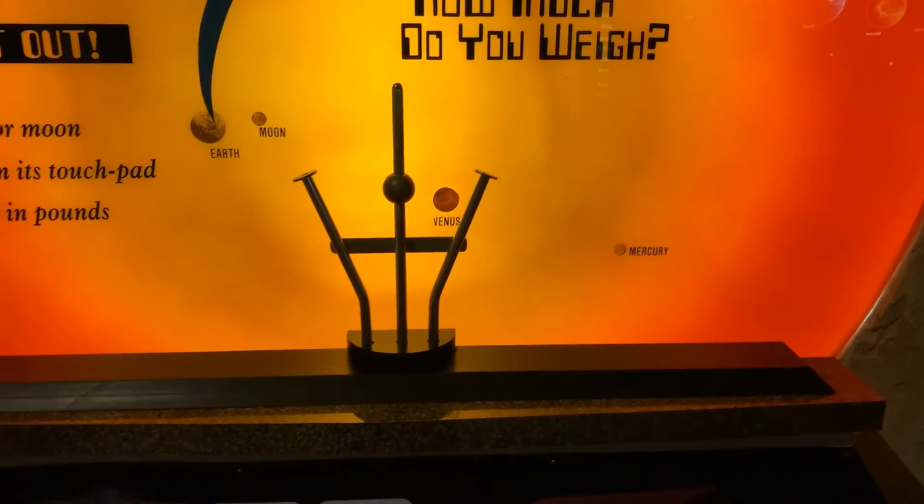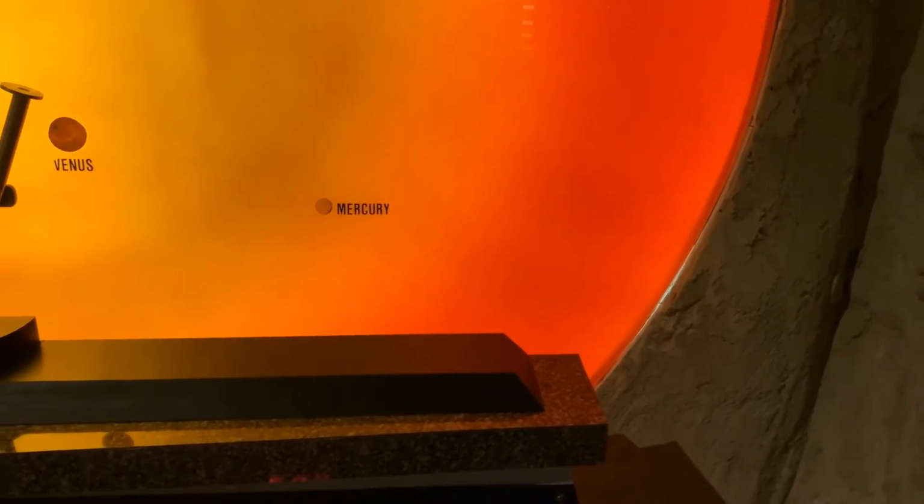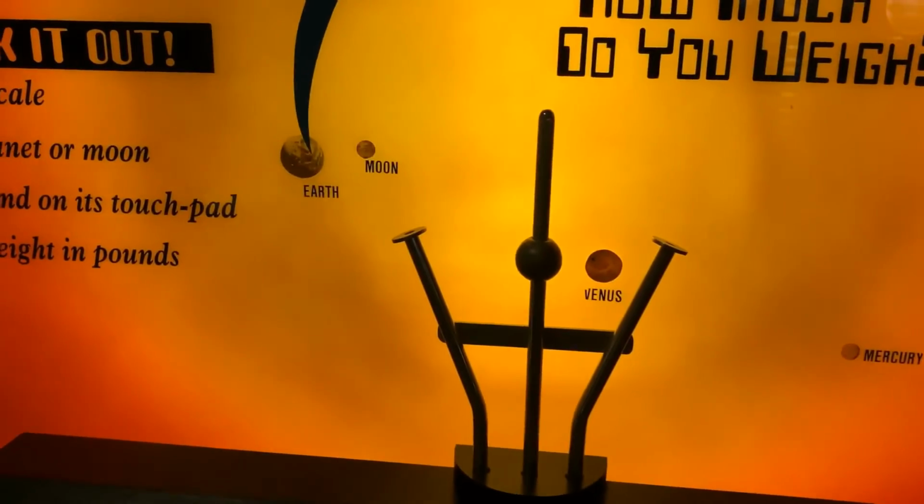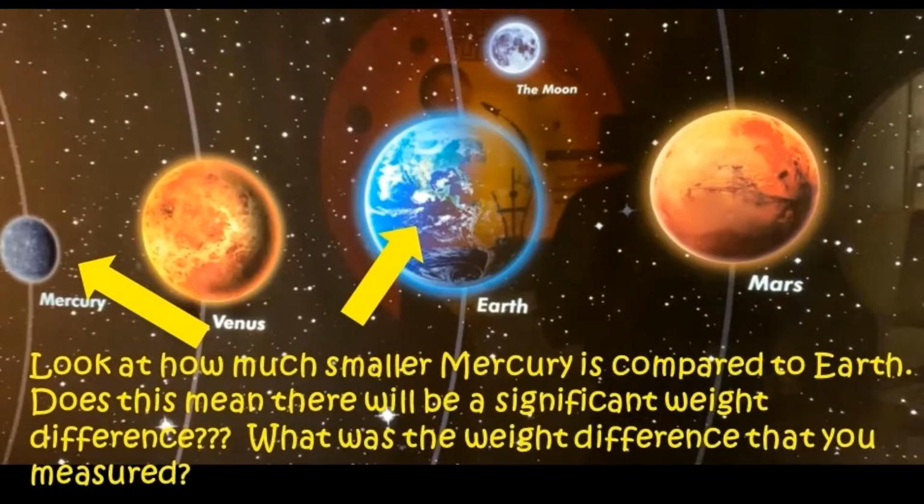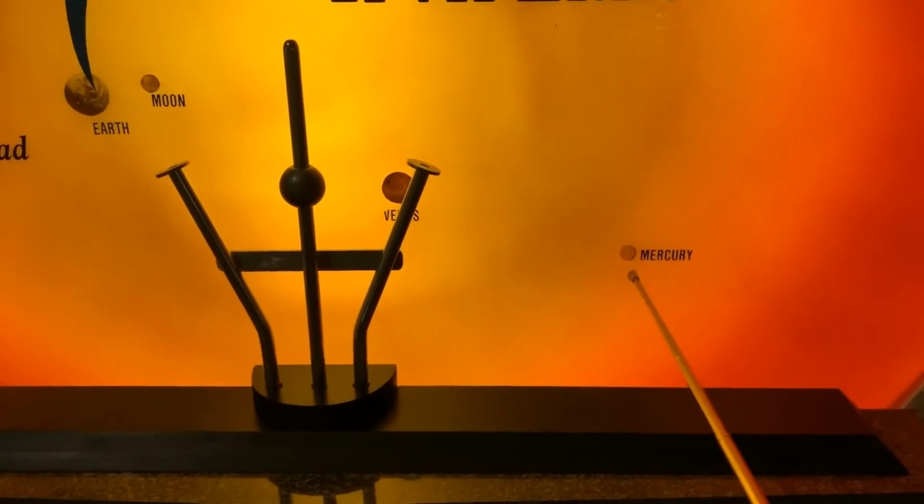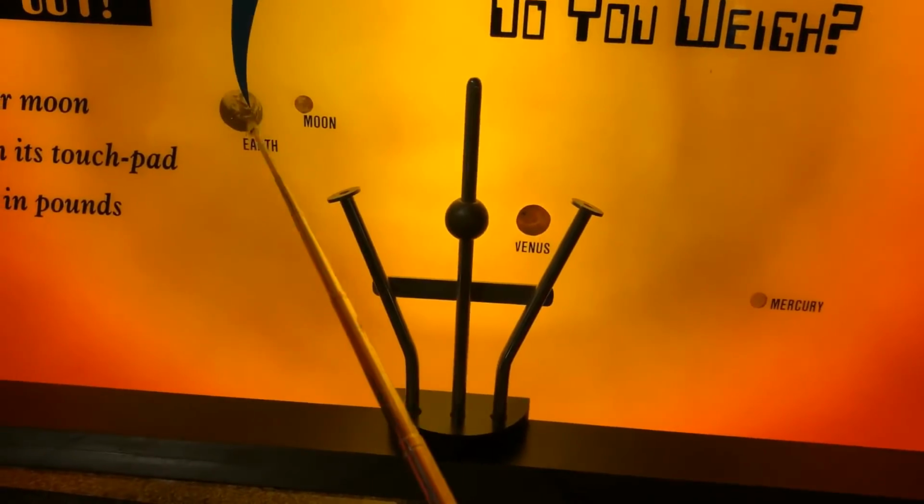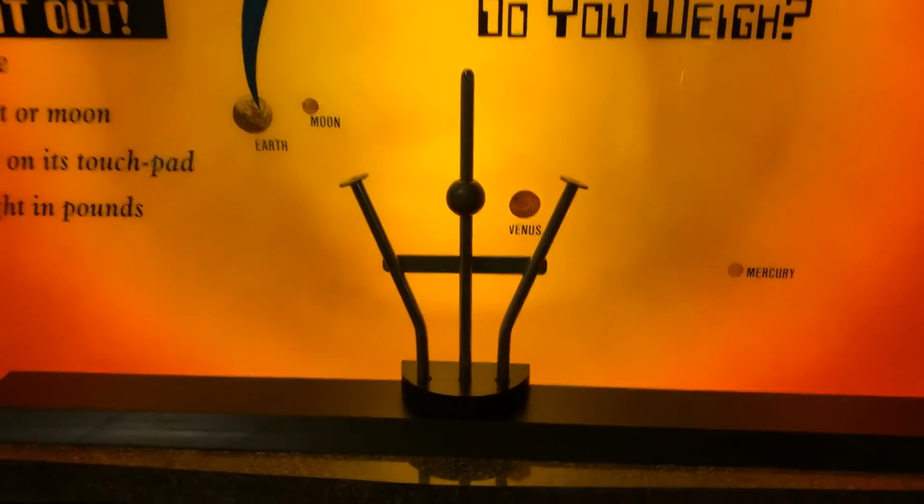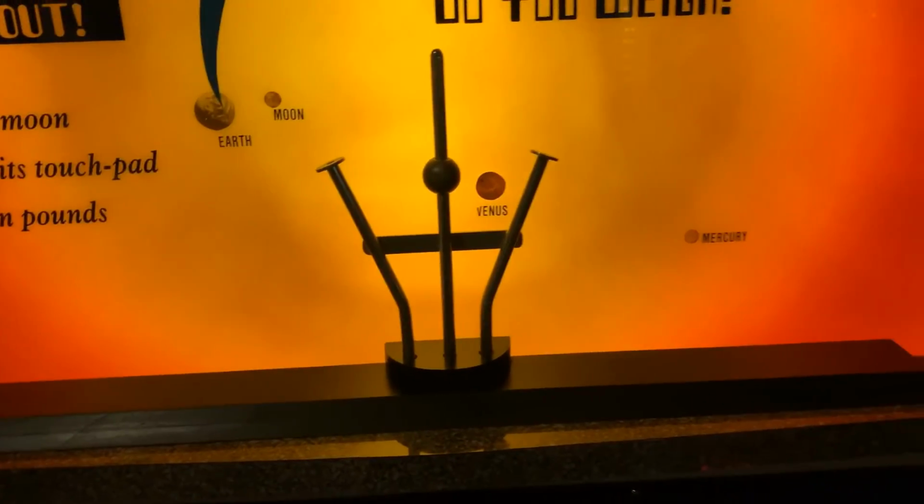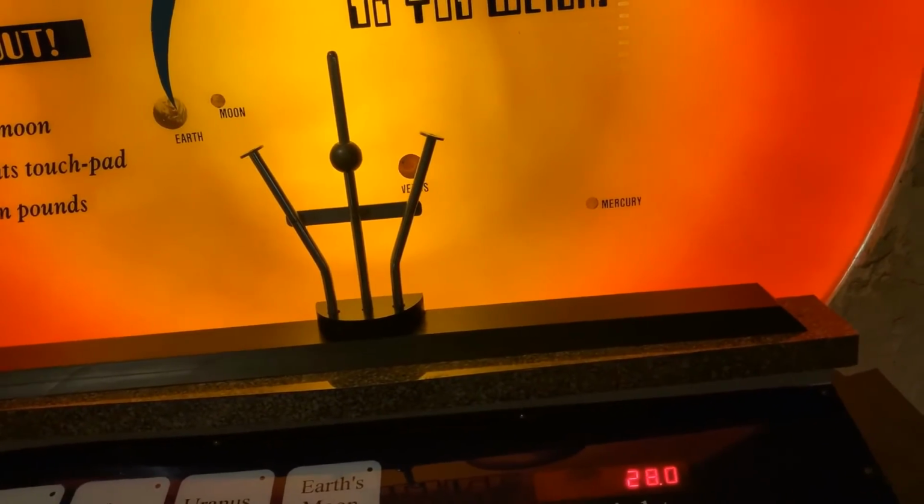Let's now select one of the smaller celestial bodies. Let's choose Mercury. There's Mercury. There's Earth. You see both on the screen. Let's use the pointer. Mercury, Earth. Okay, Mercury is significantly smaller. Let's see what happens.